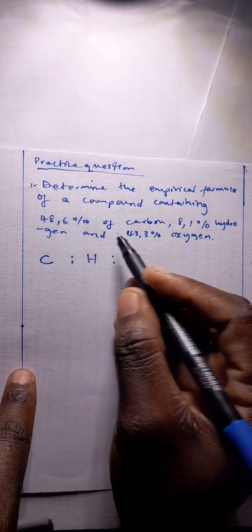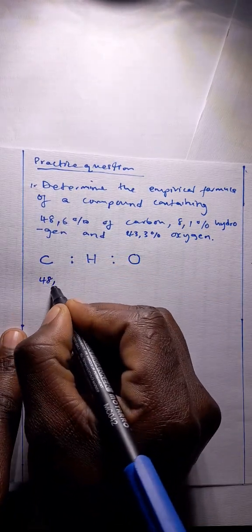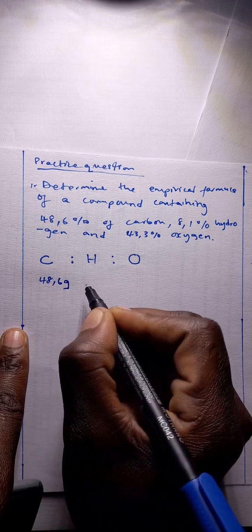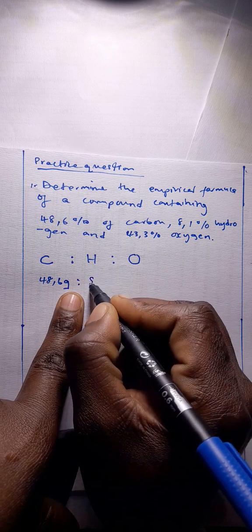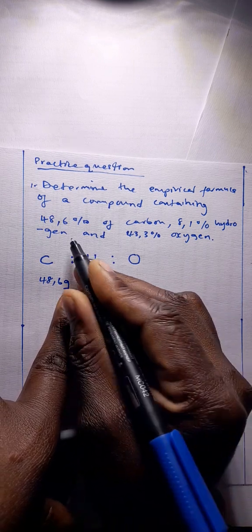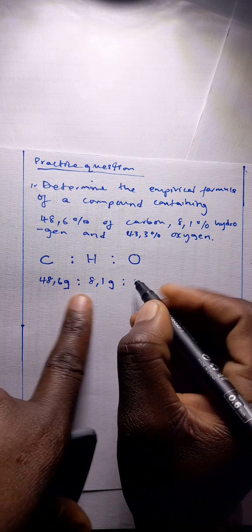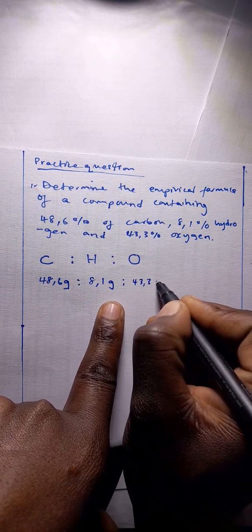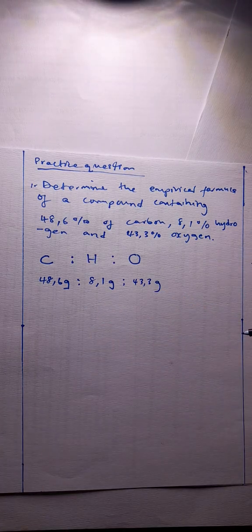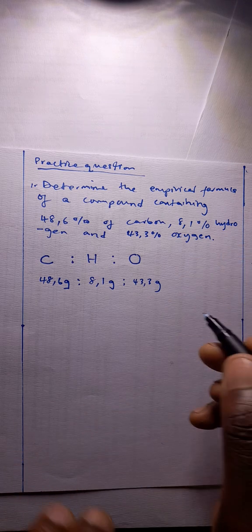Now, for carbon, we are given 48.6 grams. Hydrogen, we are given 8.1 grams. Remember, you change the percentages to grams. Oxygen, we are given 43.3 grams. I forgot to say you can pause this video and try it out. Okay, so let's work it out.